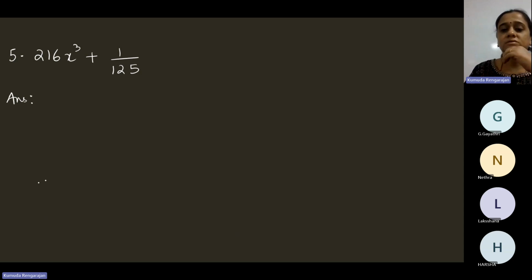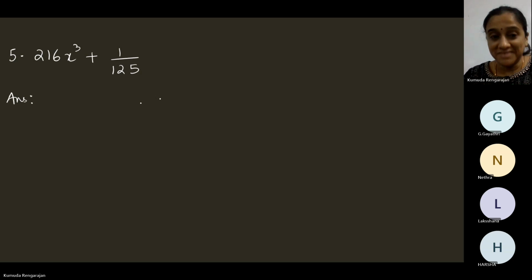How many terms? Two terms. Perfect squares, perfect cubes, two perfect cubes. So this is an expression with two terms of which both the terms are perfect cubes. Okay, then how do we factorize? A cube plus B cube. So this is of the form A cubed plus B cubed.